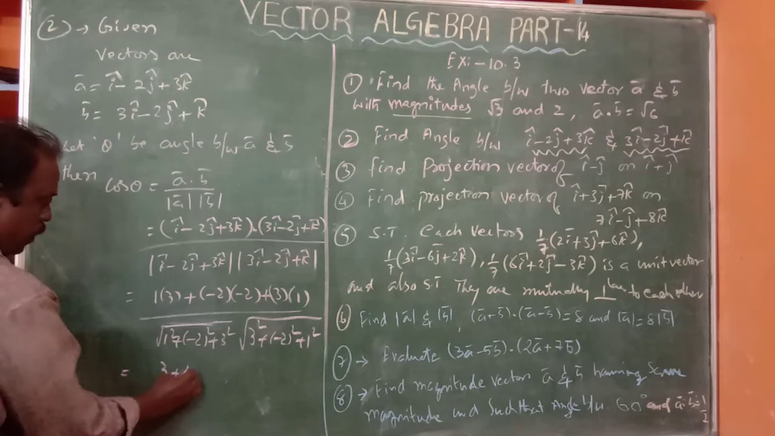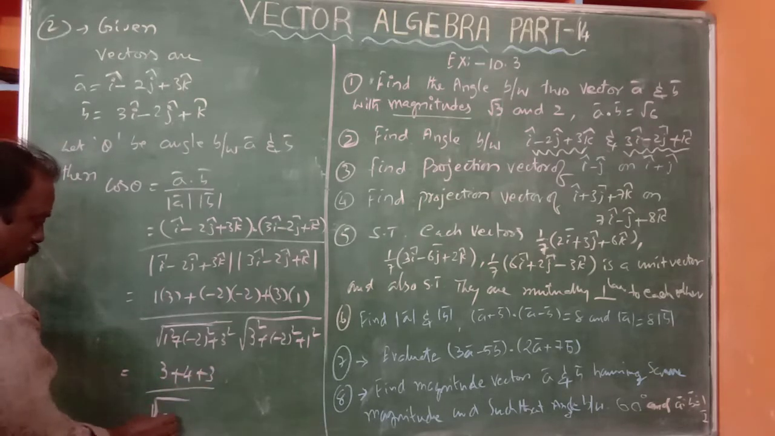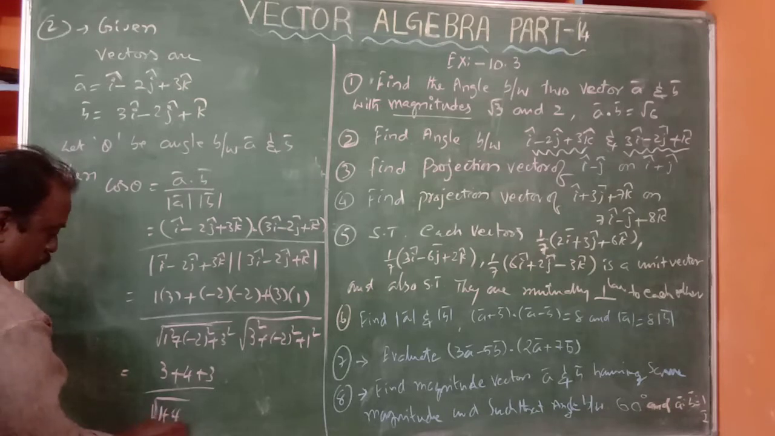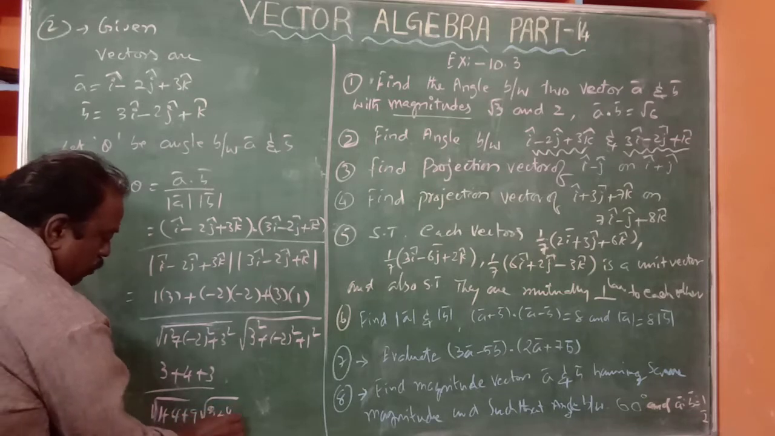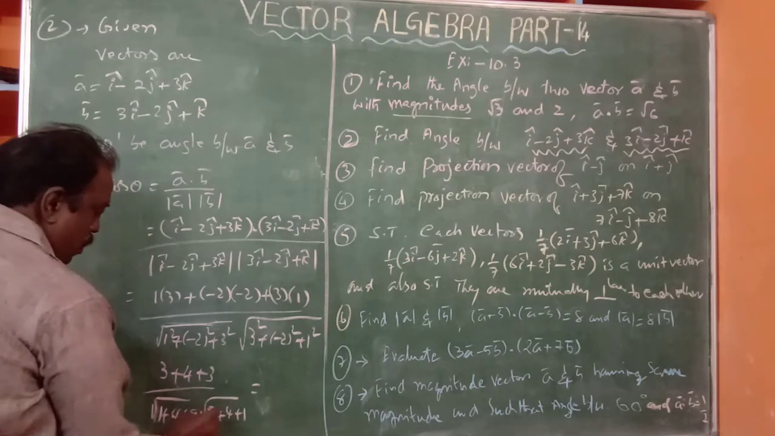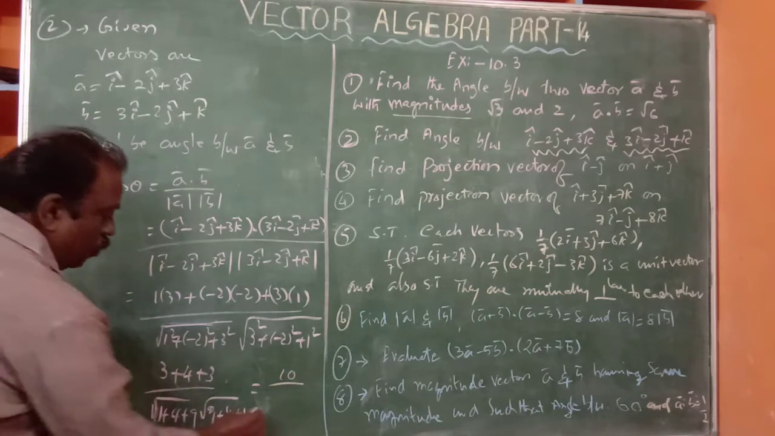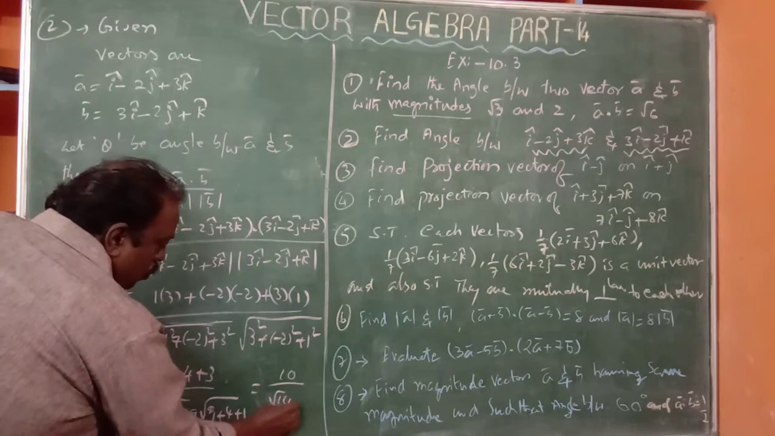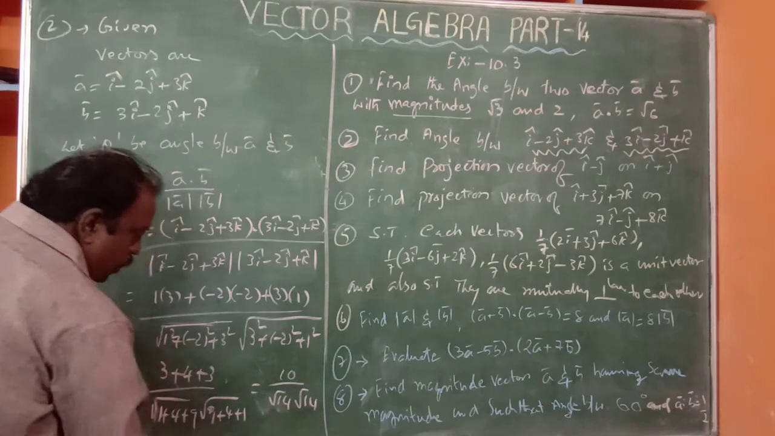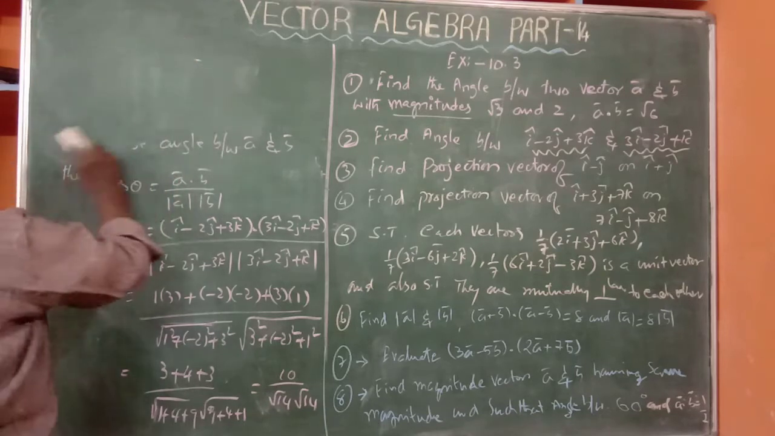So it is 3 plus 4 plus 3, divided by root of 1 plus 4 plus 9, which is also 9 plus 4 plus 1. That is 10 by root 14 into root 14.